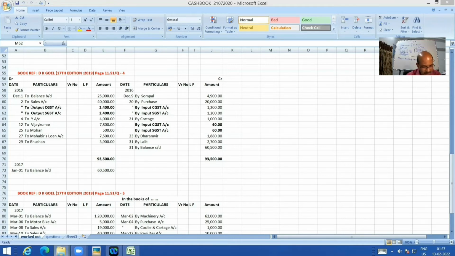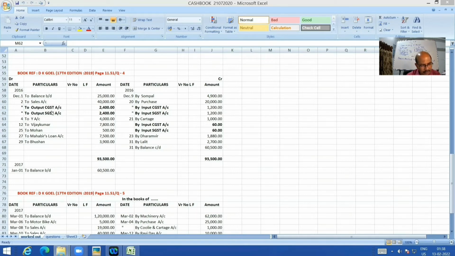Basic value of the sales has been written to sales, and the respective tax has been written to output CGST account 2,400, to output SGST account 2,400. 2,400 is nothing but 6% of 40,000. Once again, I'm telling you that output GSTs, output CGST or output SGST, are all liabilities only, because on your sales you are levied the GST, which you are supposed to remit to the GST department. Okay.